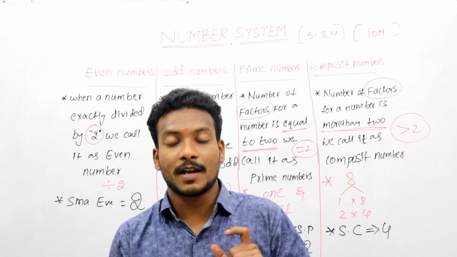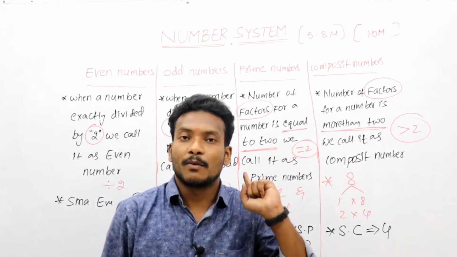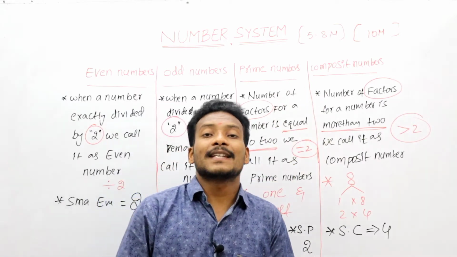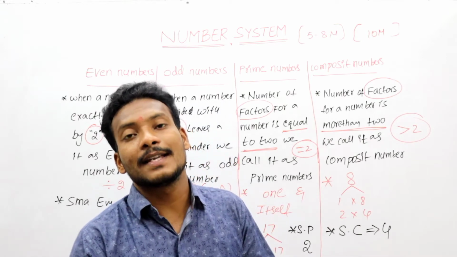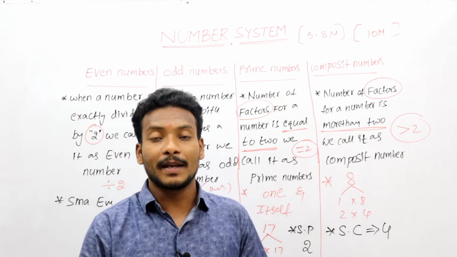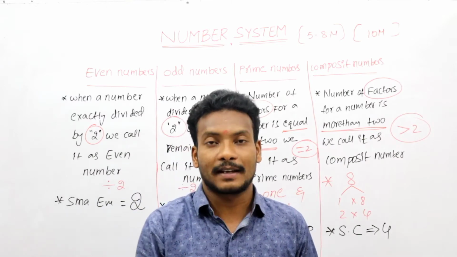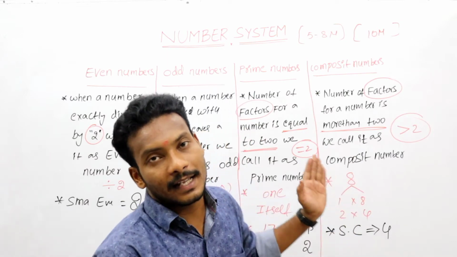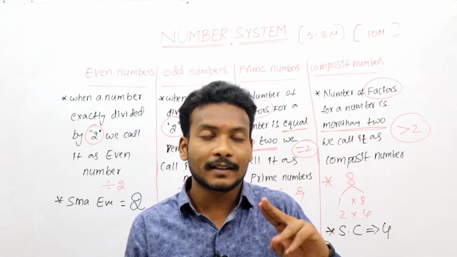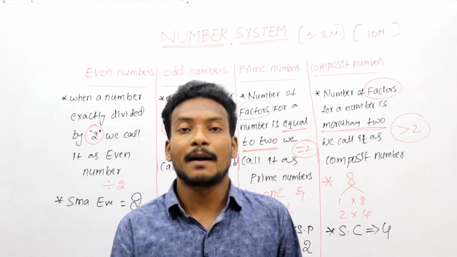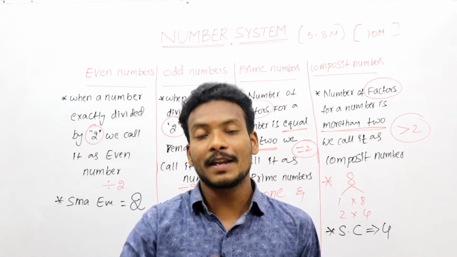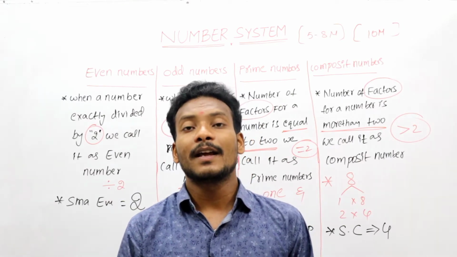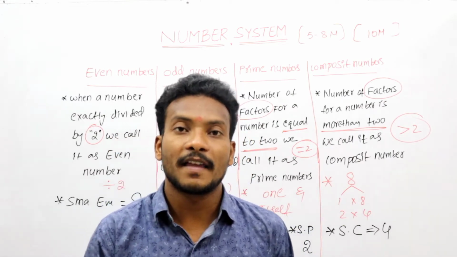Now I am asking a question. Is 1 a prime number or a composite number? No. 1 is not a prime number and also 1 is not a composite number. Why? Because 1 has only one factor. Whenever there are exactly 2 factors, we call it a prime number. Greater than 2 factors, we call it a composite number. Now 1 has only one factor. That's why we say 1 is neither a prime number nor a composite number.